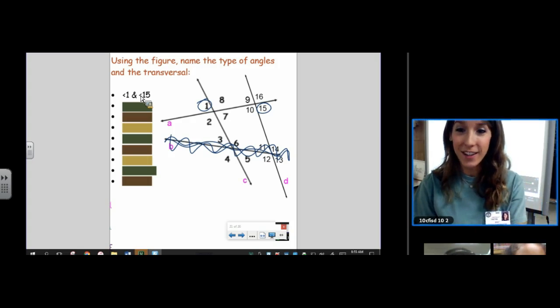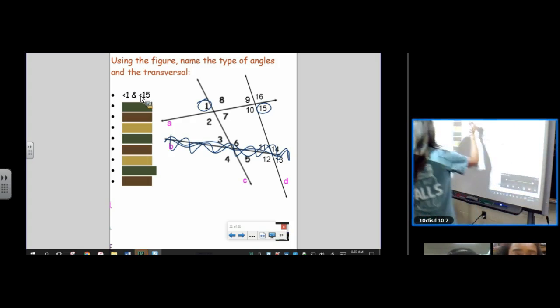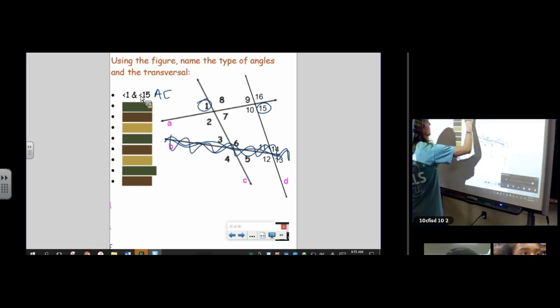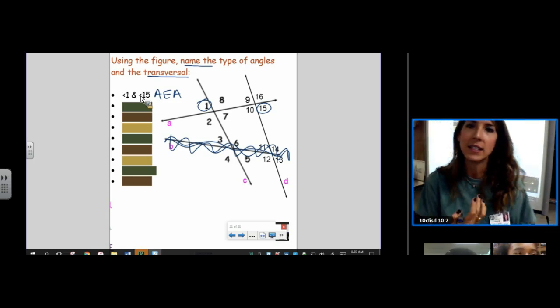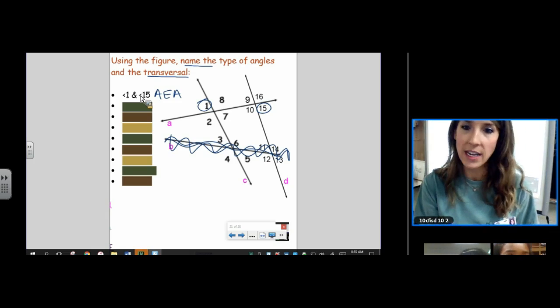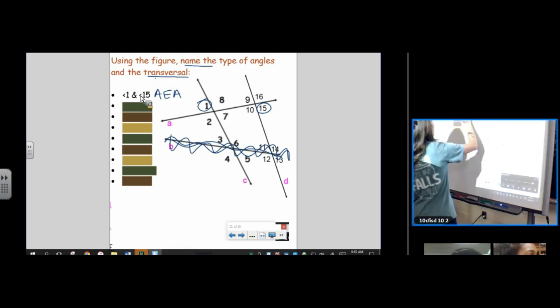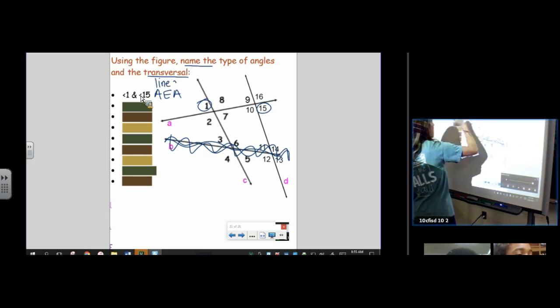So those are, good job, alternate exterior angles. And it said, name the transversal as well. So which line, A, B, C, or D, is the transversal we're using here? Yep, it's line A.